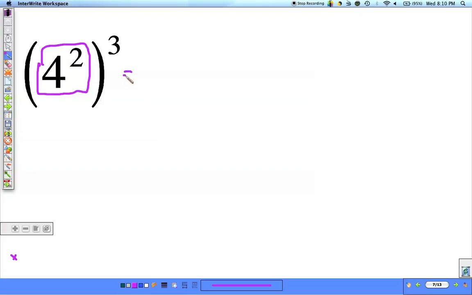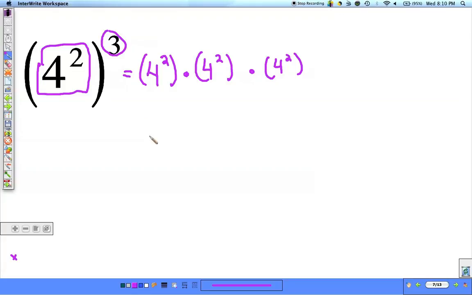What I'm going to do is rewrite this as 4 squared times 4 squared times 4 squared. So I used 4 squared as the base, and now 3 is my exponent. But I'm not done. I can go even further with that, and now I can expand each of the 4 squareds inside of each of those individual parentheses.